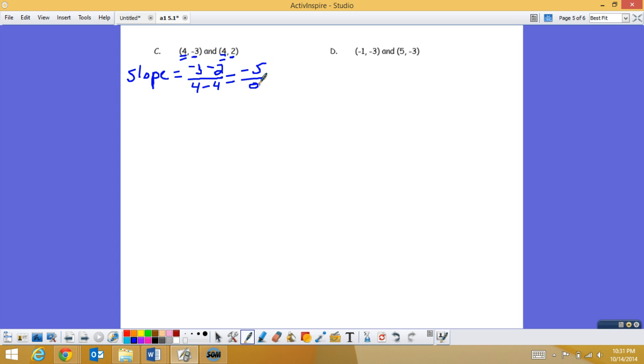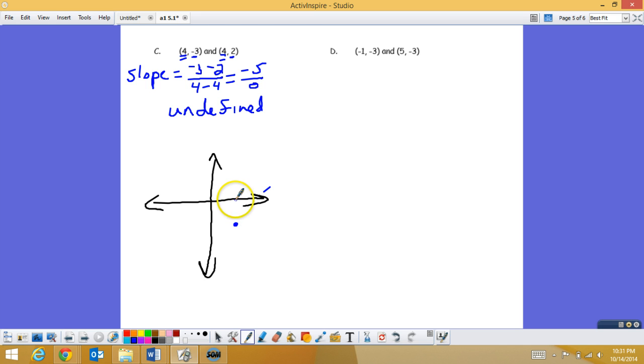Now, if you ever try to divide anything by 0, you're going to get an undefined answer. So we say that slope doesn't exist, or it is undefined. Now, this is a special kind of line. If we take a quick look at where these points are on the coordinate plane, sketching a quick graph, the point 4, -3 will go to 4, -3, there's that point. And the point 4, 2 will be up here. And if we connect those and draw a line, what kind of line do we have? We have a vertical line.